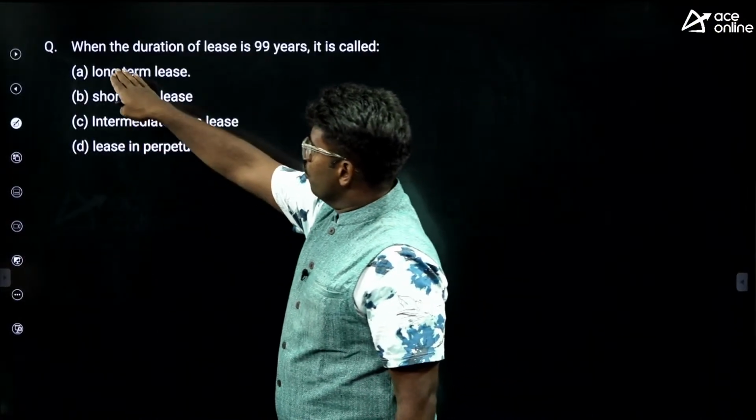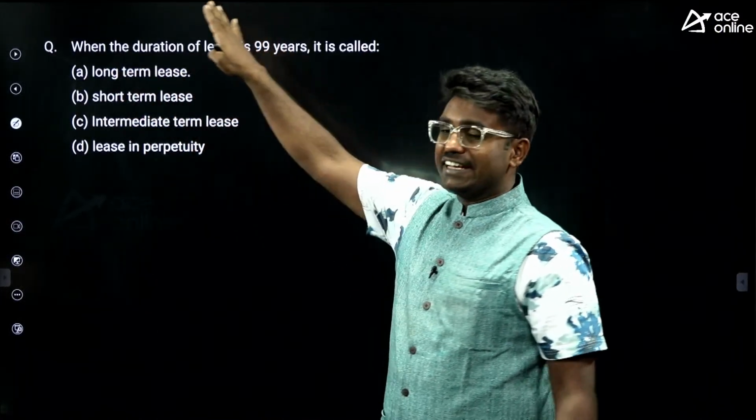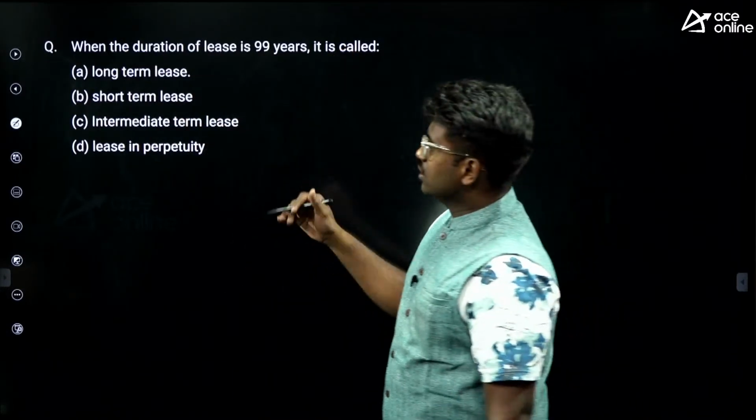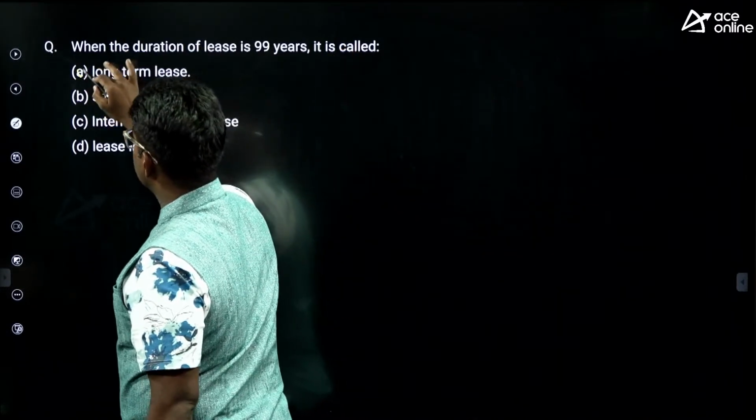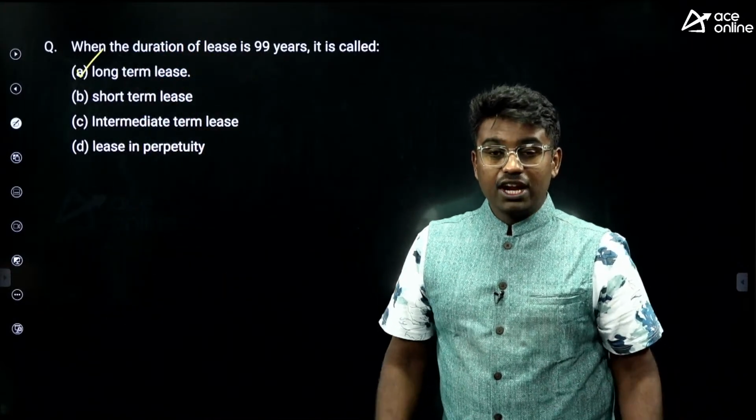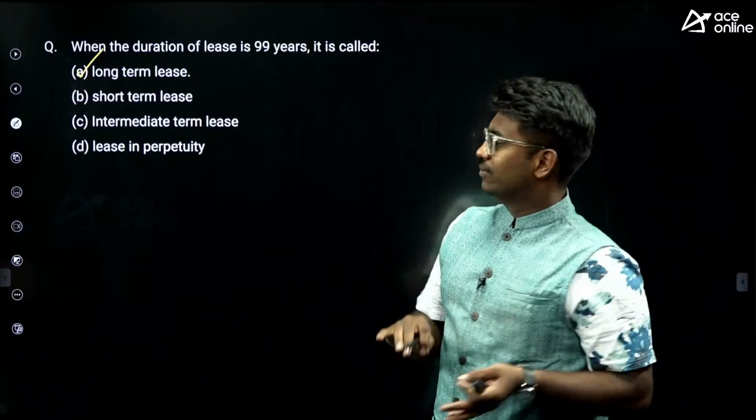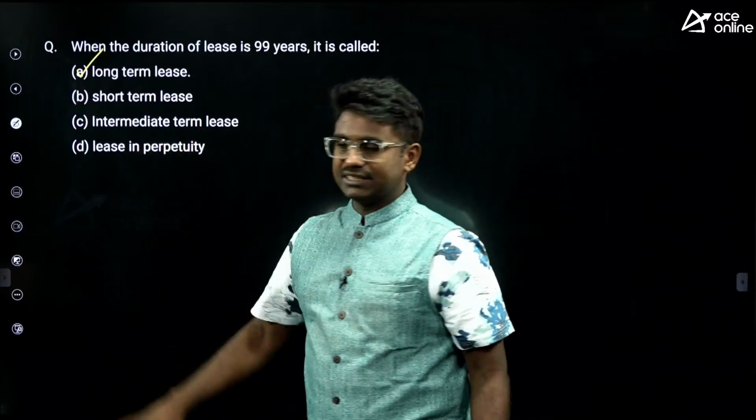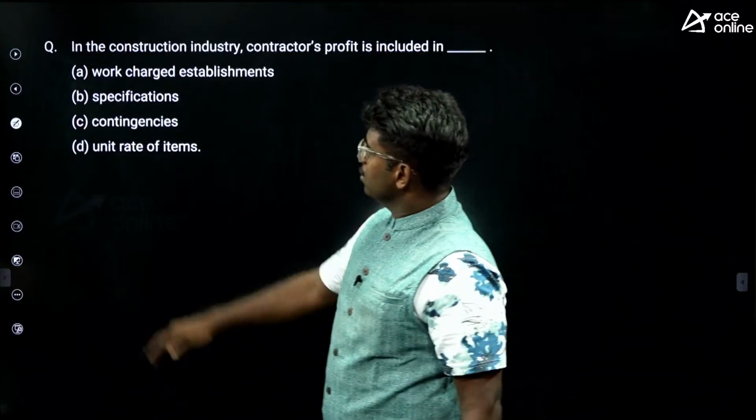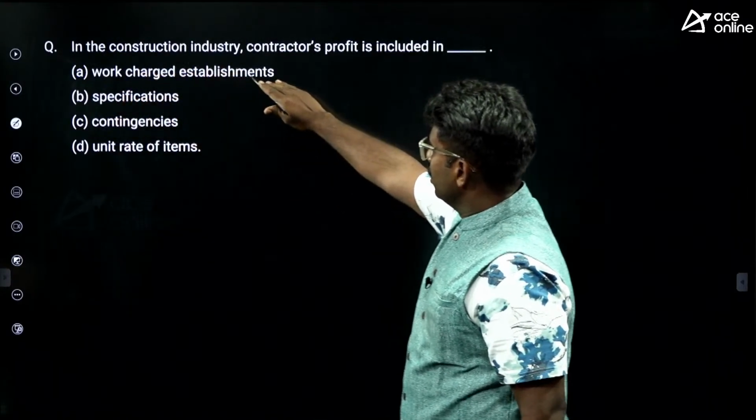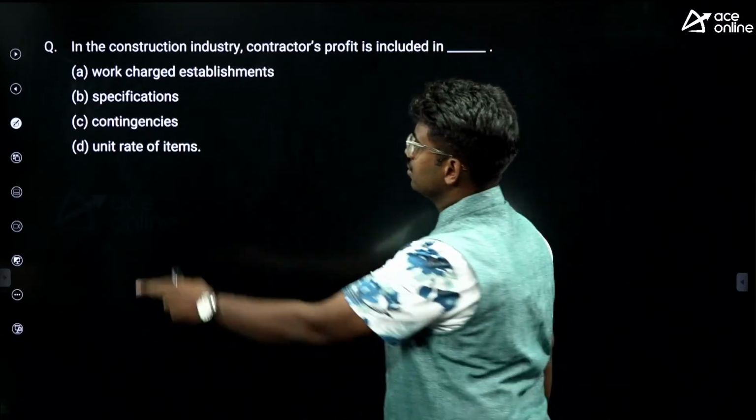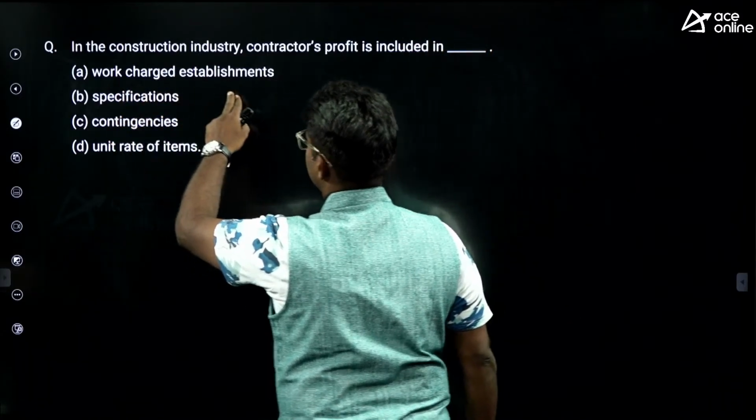Right? When the duration of lease is 99 years, what is it called? It is called a long-term lease. Okay? Long-term lease, not a short-term one or an intermediate term or a lease in perpetuity. Right? Okay. In the construction industry, contractor's profit is included in work charge establishment, or not?